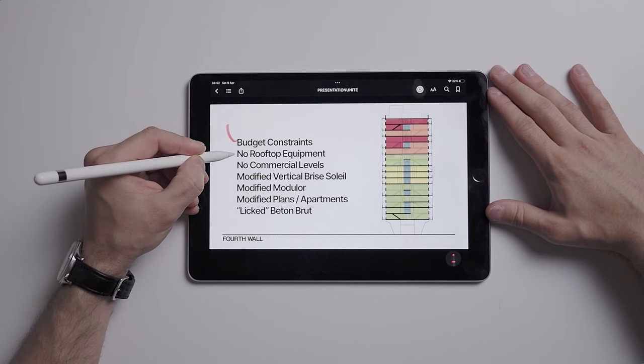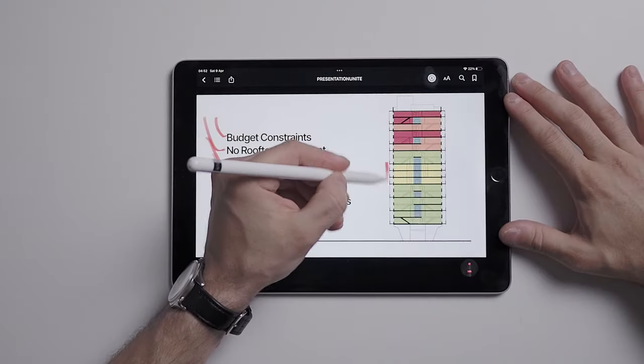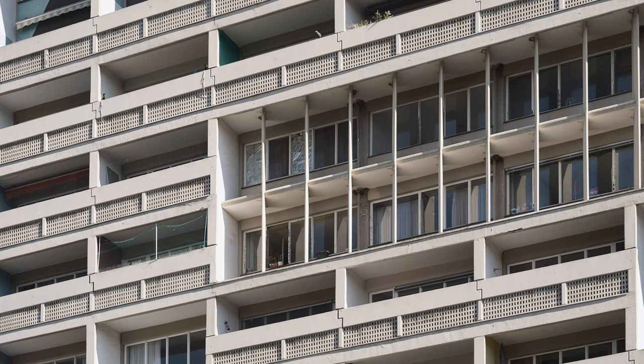So what were the reasons exactly for Le Corbusier to remove the building from his complete works? First of all, some budget constraints, and those budget constraints affected the rooftop equipment that I just mentioned. There is none here. It has no commercial levels as well, but the vertical brise-soleil present in Marseille in those commercial levels is still present here, but is linked to the single height apartments. So there is a disconnection between the brise-soleil and the actual function that it serves. It also has a modified modular due to the German regulations that I just mentioned, increased height of the apartments to 250 and increased width to 406.